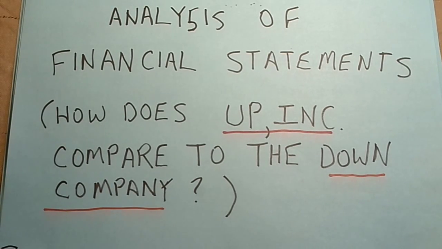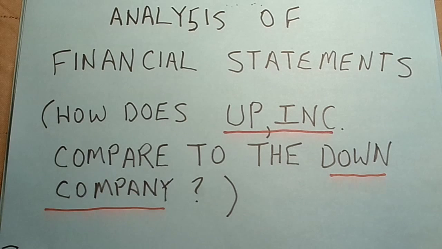Good afternoon. In this problem, we're going to be looking at the analysis of financial statements. Basically, we're going to be trying to figure out how one company, like Up Incorporated, compares to another company, like the Down Company. Might look at this as comparing Company A to Company B.